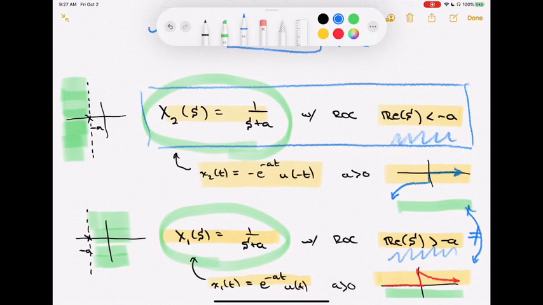Next time, we're going to continue our discussion of Laplace transforms, also talk a little bit about inverse Laplace transforms, and then cover a bunch of properties as well, which will help our ability to take Laplace transforms both efficiently and have some intuition about both signals and systems. That'll be next time.